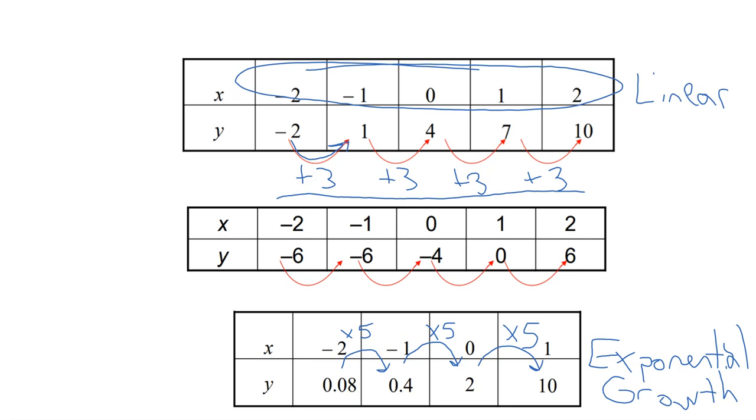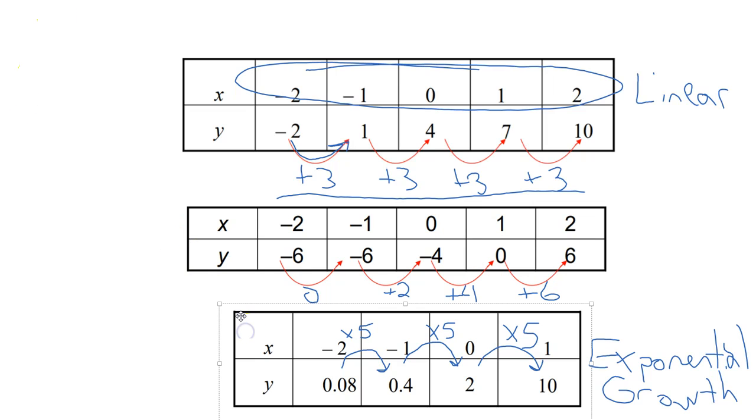So I want to show you what that second difference is. We can see the difference between -6 and -6 is 0. And the difference between -6 and -4 is 2. And the difference between -4 and 0 is 4. And the difference between 0 to 6 is 6. So we can see here that our difference is changing each time.